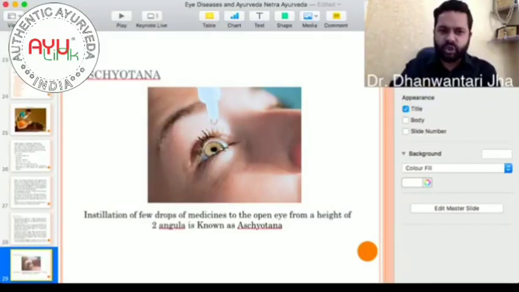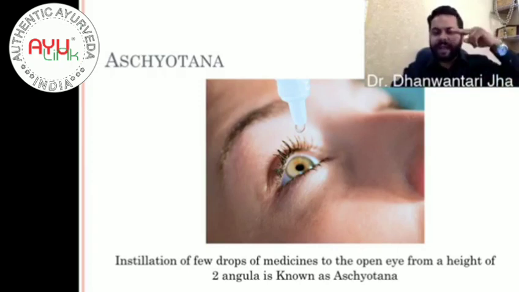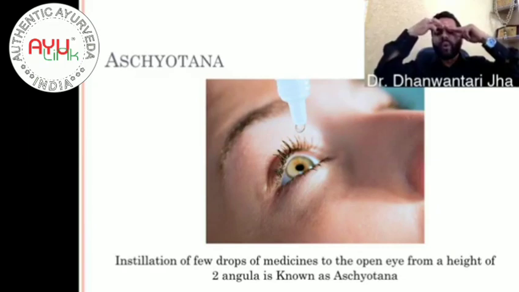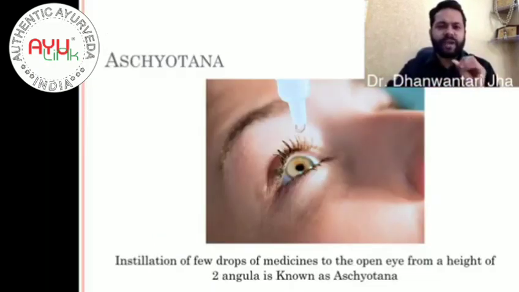Then comes the procedure Ashchyotana. Ashchyotana is basically nothing else but the modern eye drops, you may say. Before, the Ayurvedic people used to have shank, that is the conch shells, and through that they used to keep the eye drops, that is Ashchyotana. It is basically instilling a few drops of medicine into the open eye, and it is done from above, when you are lying in supine position, 2 angles above the eyes. For Ashchyotana, various things used are ghee, milk, water. Then there is a thing where we mix rose water with alum, and then we use this as eye drops as well for clear eyes.